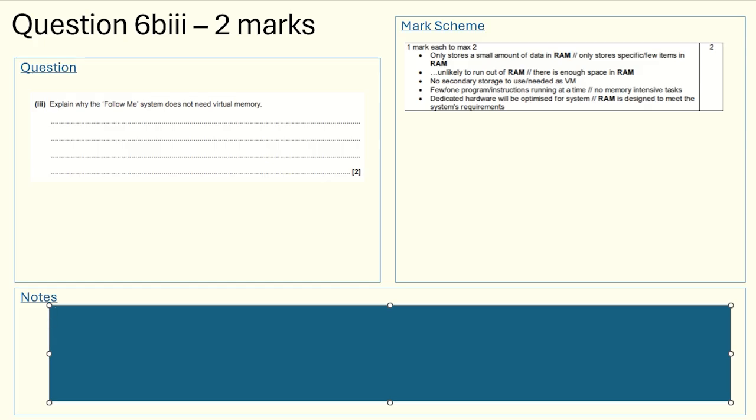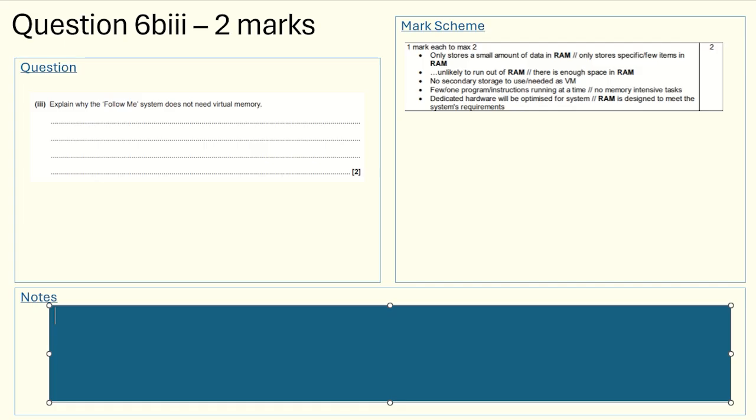So first of all, virtual memory is a space that's created in secondary storage to use as additional RAM. We know that this is slower to access than the RAM, but it does mean that we can have more applications and programs running at the same time, but the effect is that they will be slower to operate. And we need to think about why this embedded system doesn't need it.